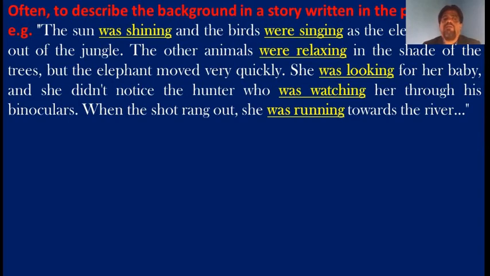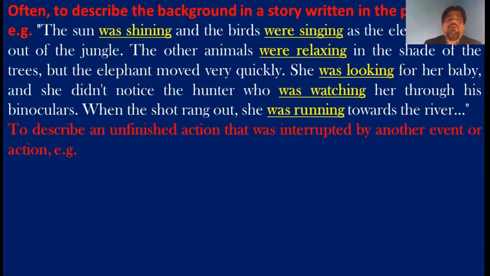But the elephant moved very quickly. She was looking for her, and you could go like that. See again, the hunter was watching, and she was running toward the river. This way we can nicely write stories. If you are asked to write stories at any time, especially in the question paper, in the annual examination or terminal examination, the past continuous form can be used very effectively.